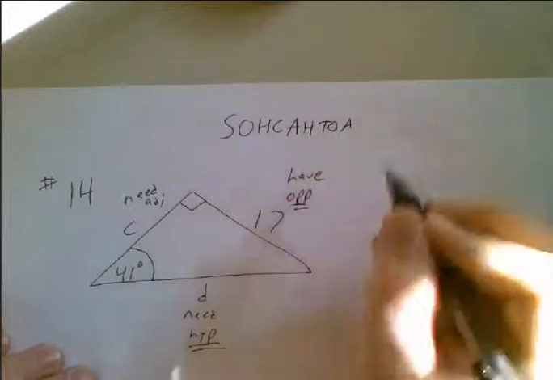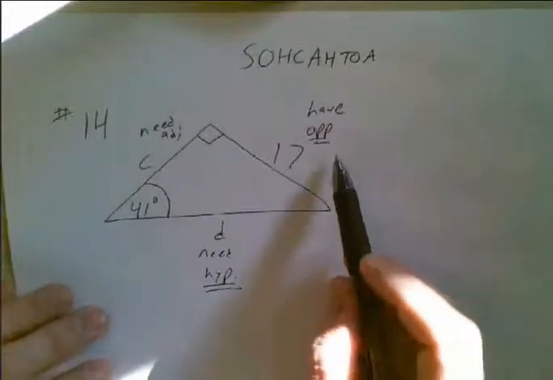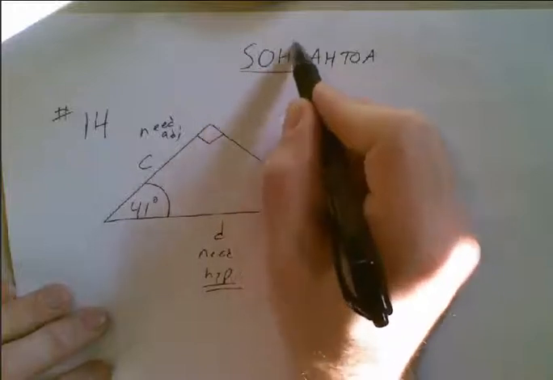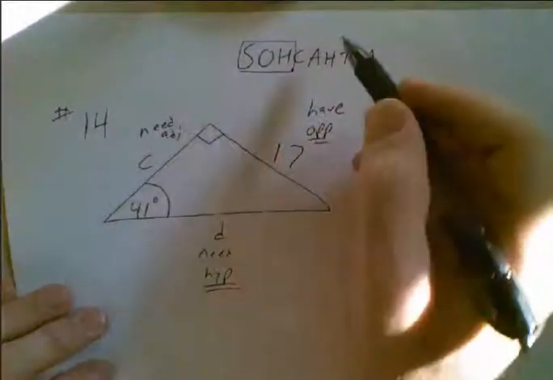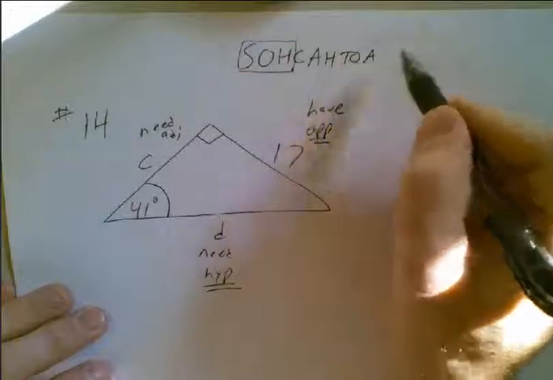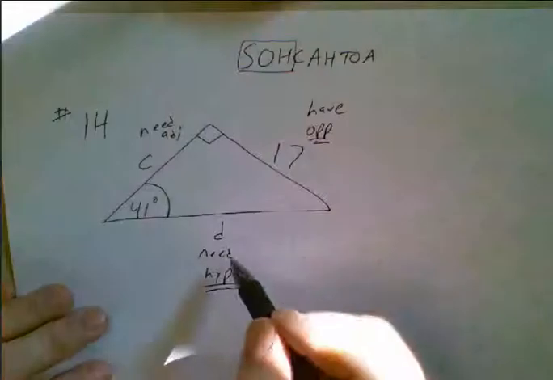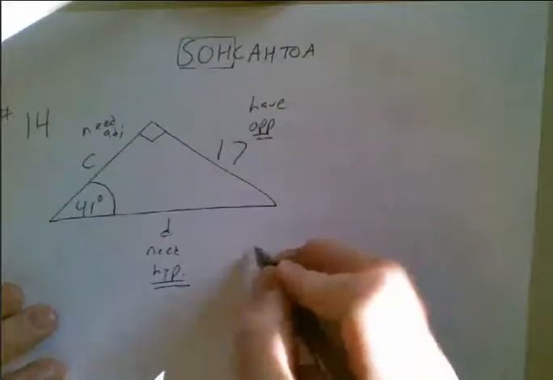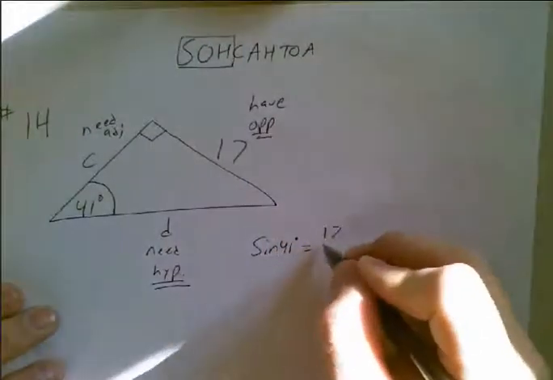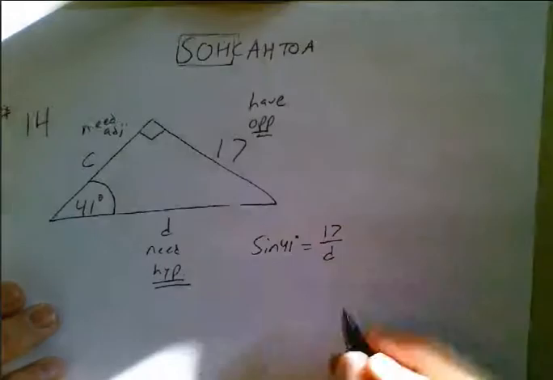Here's chief SOHCAHTOA, and we're looking for O for opposite and H for hypotenuse. So let's see, OH, that's this one. So that's my sine. This would have been cosine, adjacent over hypotenuse, and then tangent would have been opposite over adjacent. So this is the one we need for solving for D. So here we go. The sine of 41 degrees equals the opposite divided by the hypotenuse.